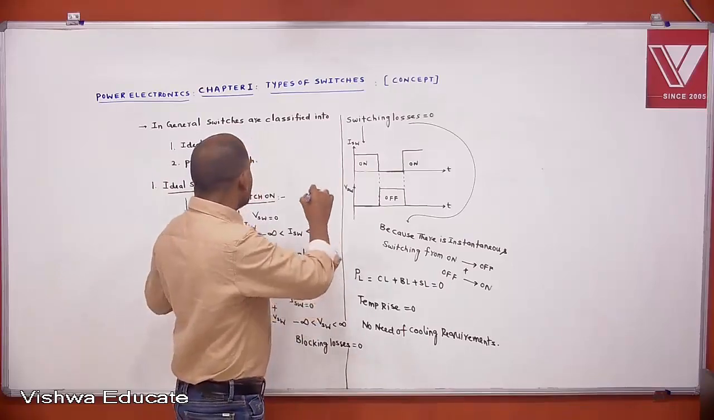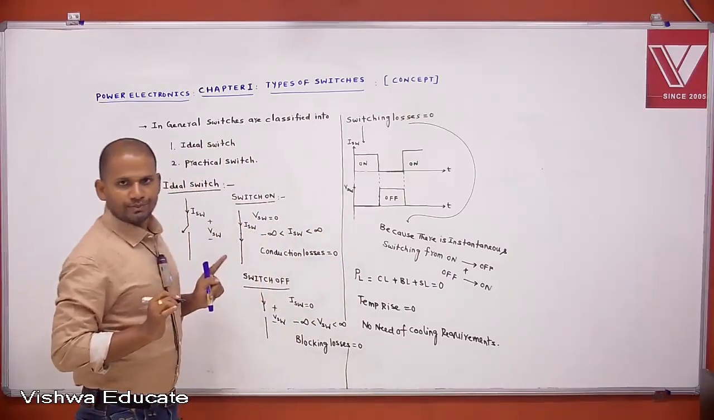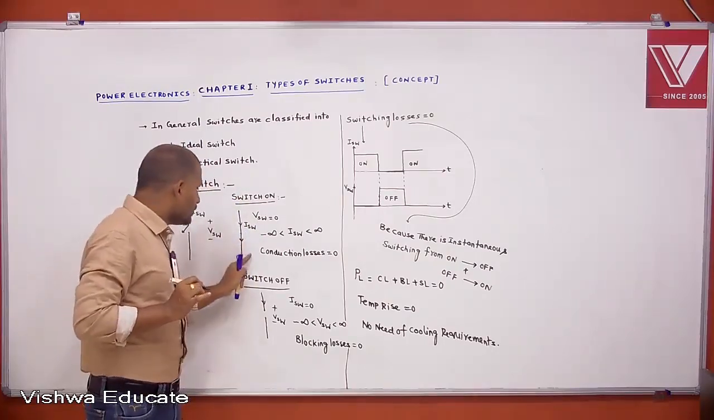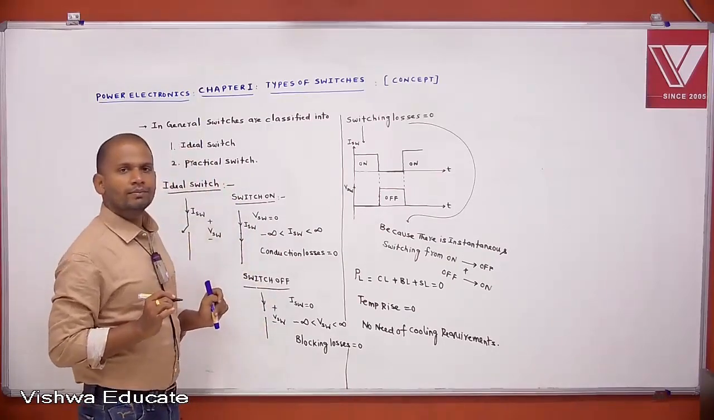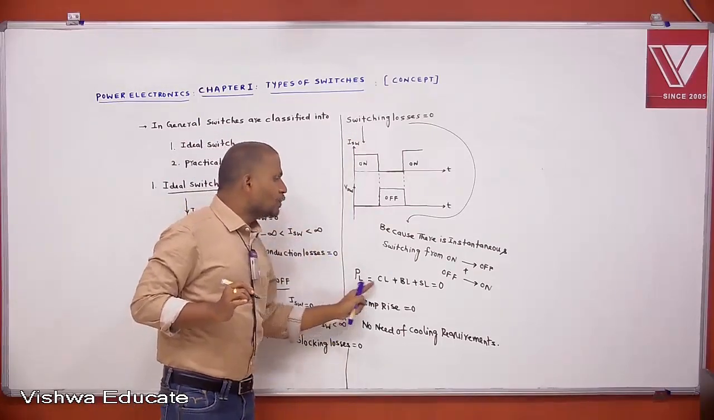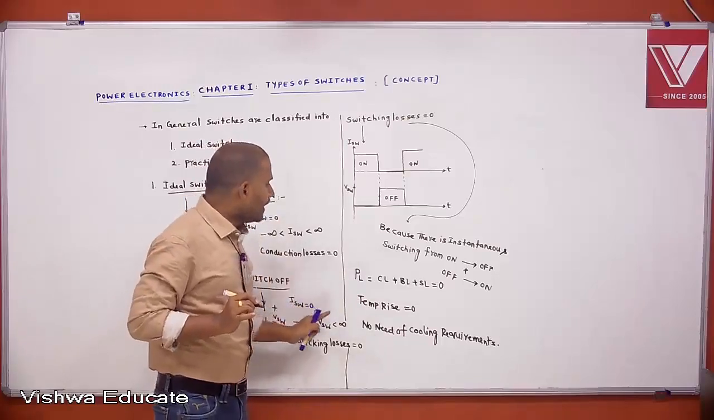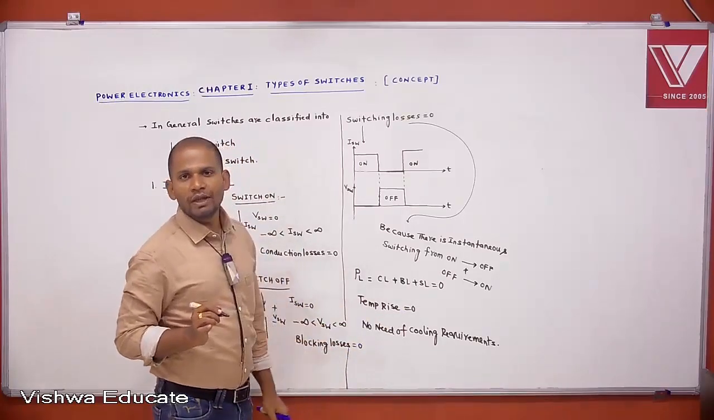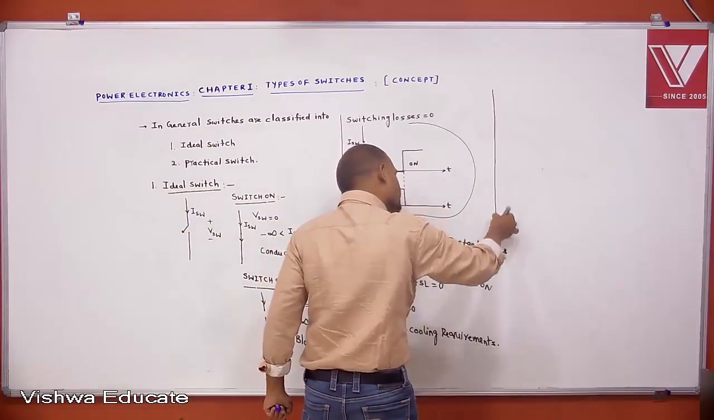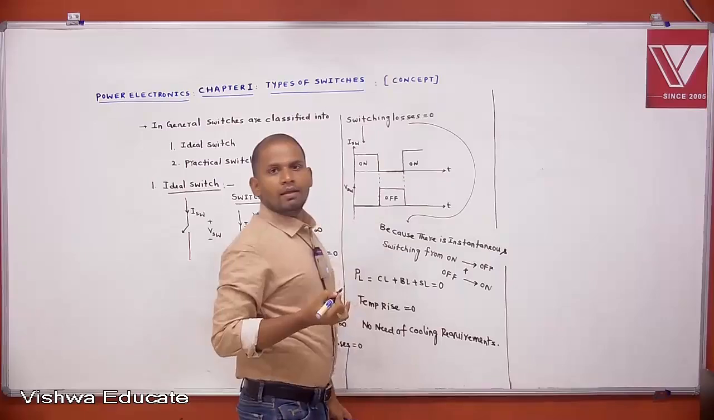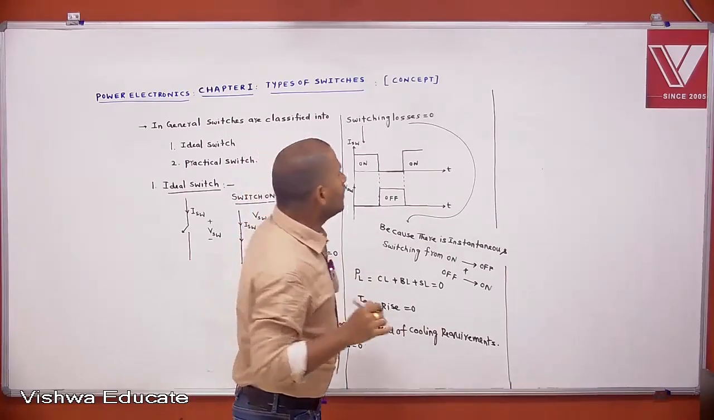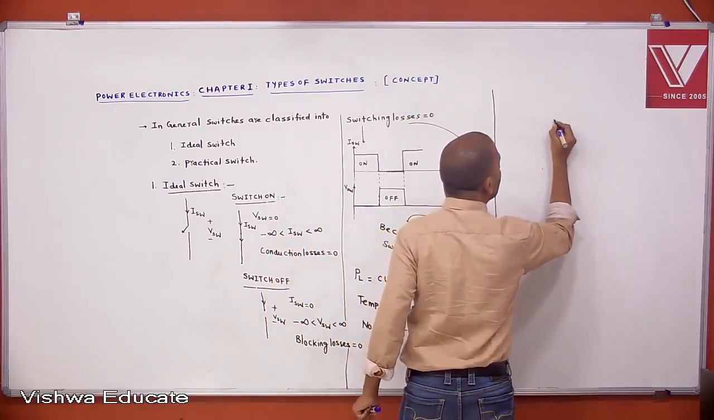Now, these are the properties of an ideal switch. Switch on condition, this is the property. Switch off condition, this is the property. Because of instantaneous switching, switching losses are 0. Then total power loss equals 0. Temperature rise is 0. No need of cooling requirements. Now I want to represent all these properties in one characteristics. That is, all these properties I want to represent using characteristics.